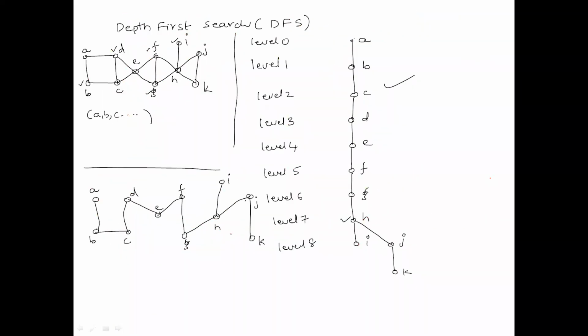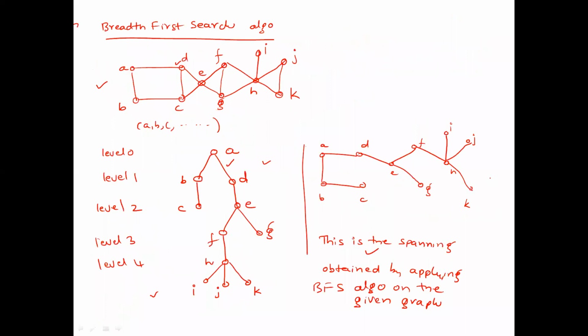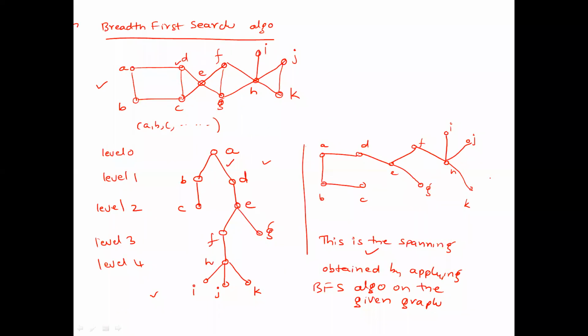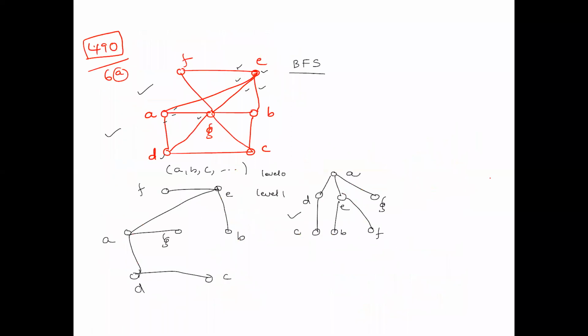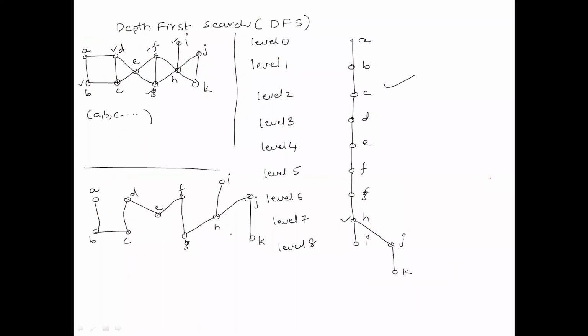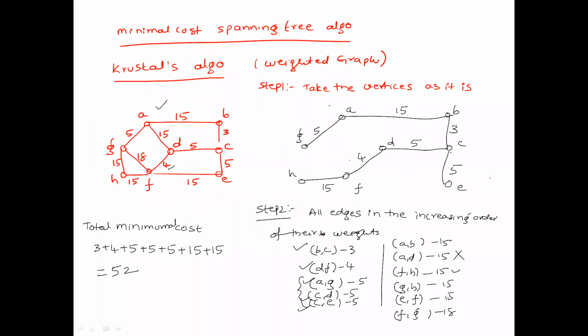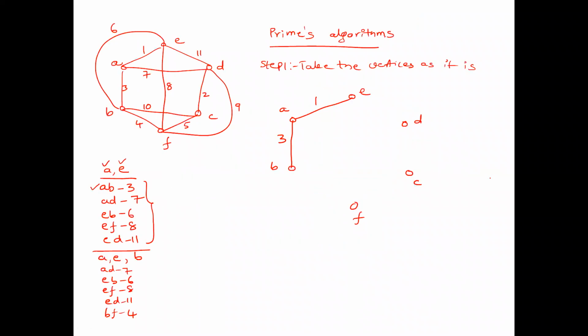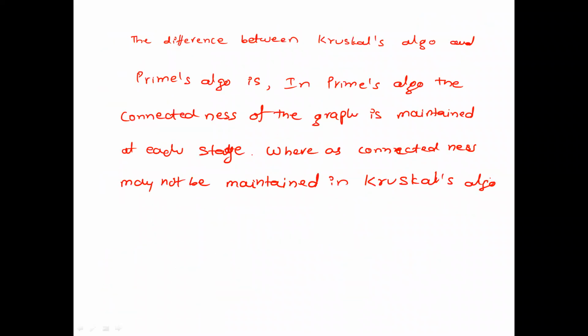So we started discussing spanning trees. Let me quickly review. What is a spanning tree? It is a subgraph of a given graph, which is a tree and contains all the vertices. And for the spanning tree, we have 4 algorithms: BFS, DFS, then Kruskal's algorithm and Prim's algorithm. Kruskal and Prim's algorithms are for weighted graphs, and BFS, DFS for unweighted graphs. So this is one important area.